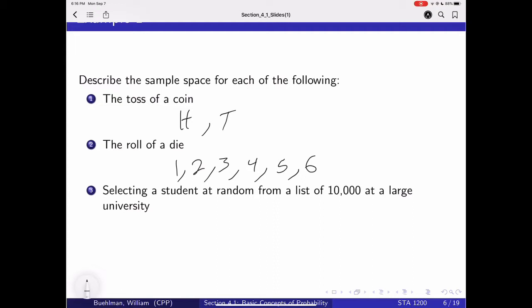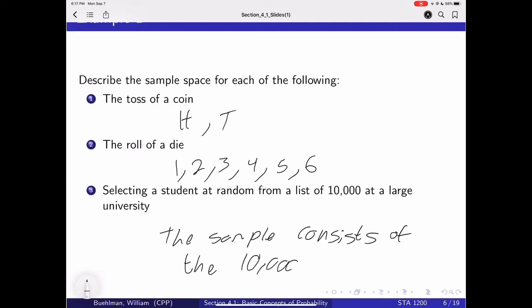Selecting a student at random from a list of 10,000 students at a large university. The sample space is the 10,000 students, so the sample space consists of the 10,000 students.